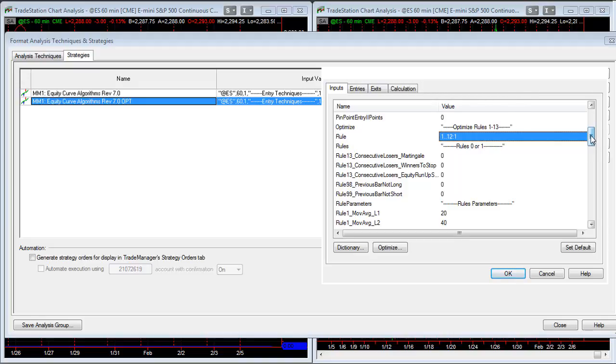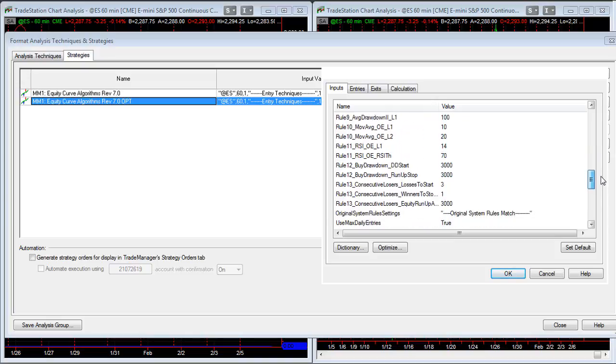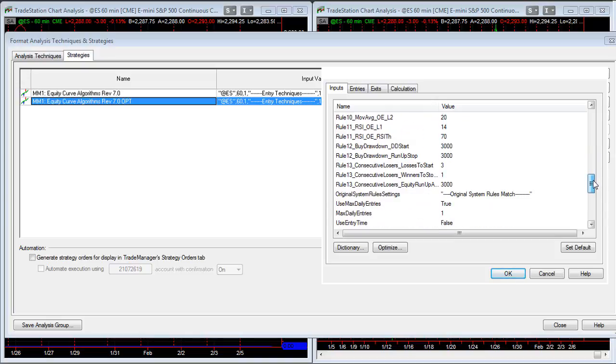So we go rule 1 through 12, and we use the default parameters. These are the ones I'm talking about. If you have rule 1, then these are the two inputs for that: 20 and 40 period moving average. Rule 2, ADX, length and threshold, all the way down to the bottom. We will save rule 13 for another video. We're just focused on rule 1 through 12 in this video since rule 13 is more advanced.